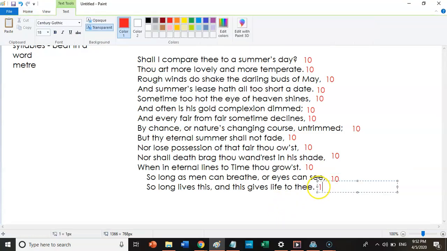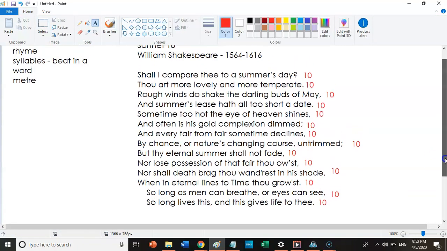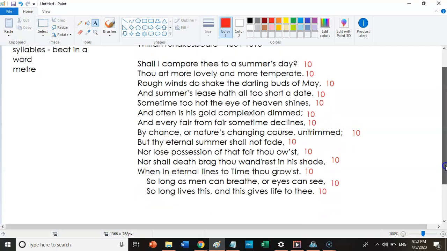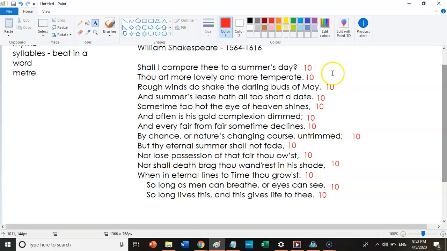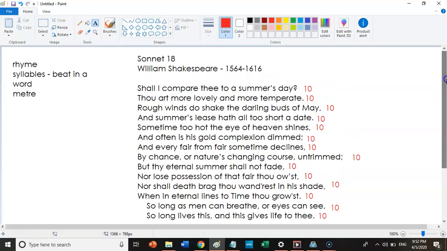So hopefully you've spotted the pattern there. The whole poem, every single line has got a perfect 10 syllables. So that's what you do with your poem. You just go through and count the syllables in each line and you write that number at the end of the line.